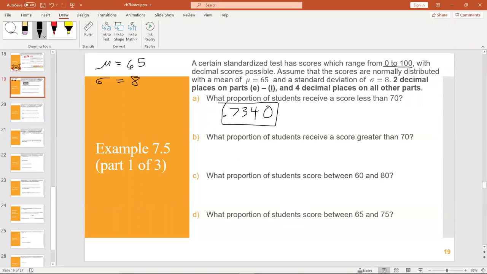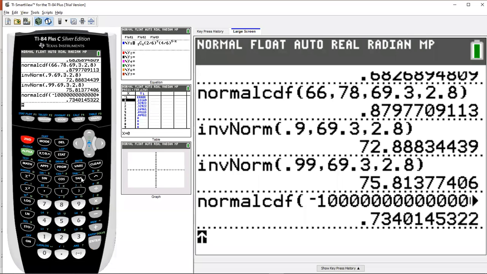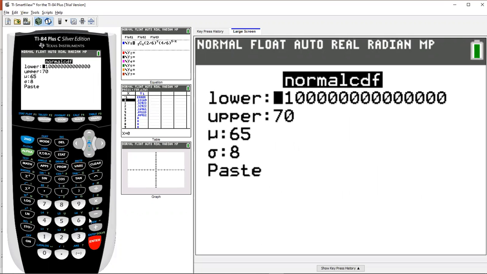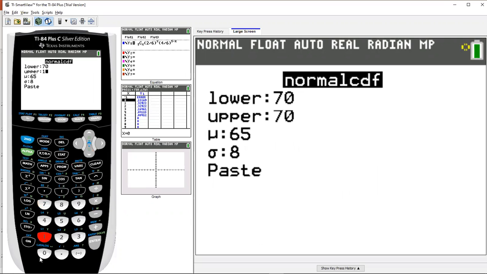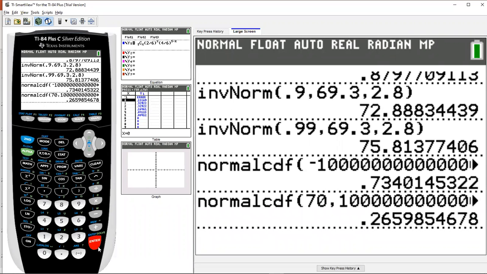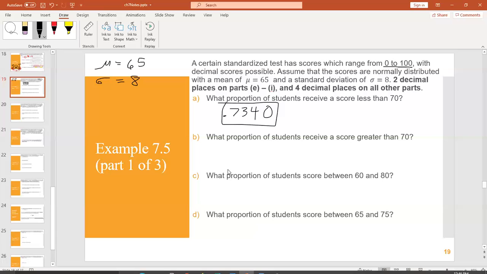What proportion of students receive a score greater than 70? All right, if you want to be greater than 70, 2nd Vars, do your normal CDF here. So 70 is now as low as we go, and then we're going to go as high as infinity, or some really huge number. We go ahead and do this, and we see that that is 0.2656 if you round that off. 0.26.